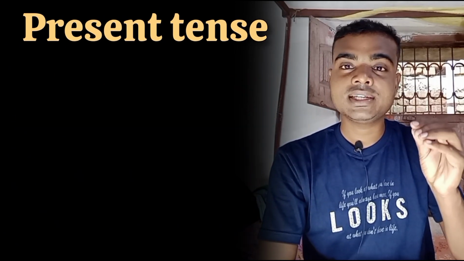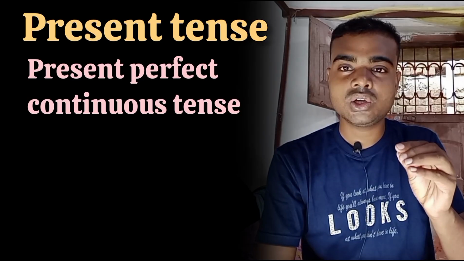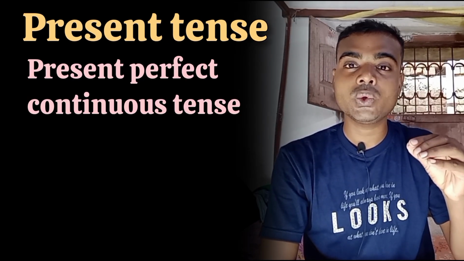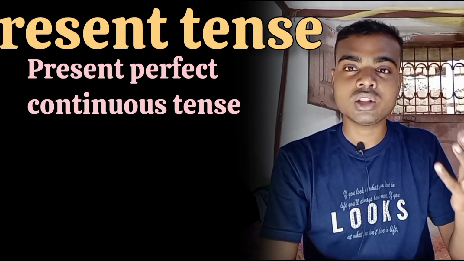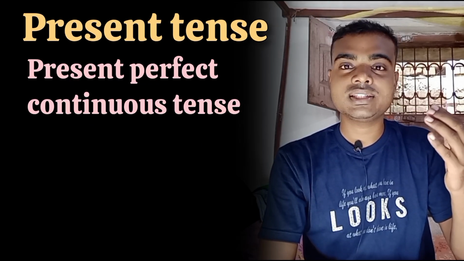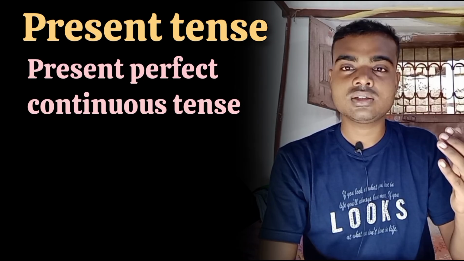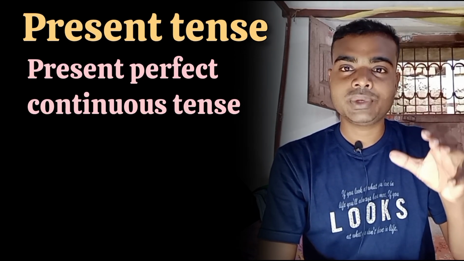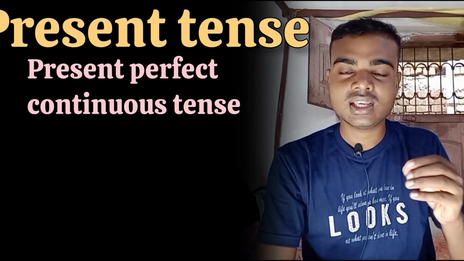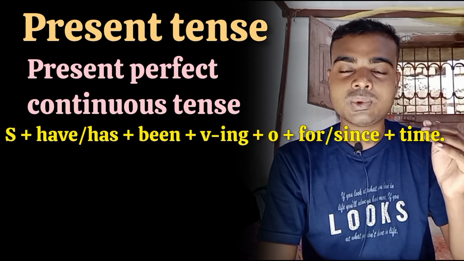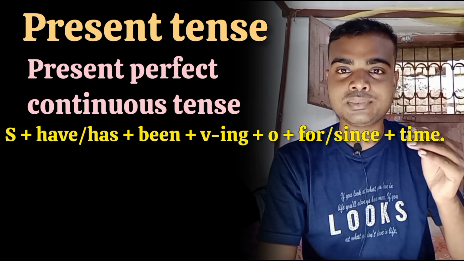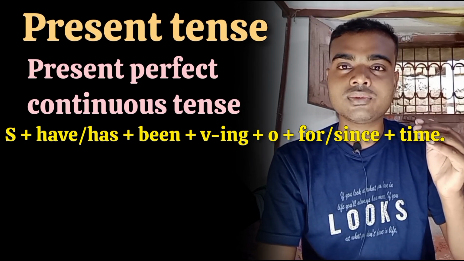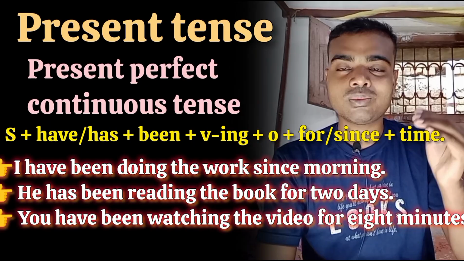And present perfect continuous tense, whatever we have been doing for a few minutes or few months, few seconds, or since morning, since afternoon, since night, these are present perfect continuous tense. The structure is subject plus have been or has been plus verb ing plus object, then since or for plus time.